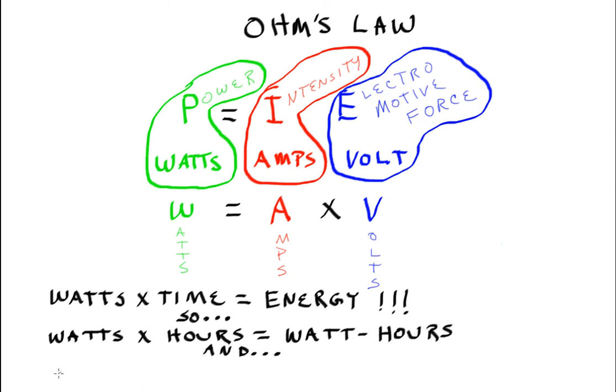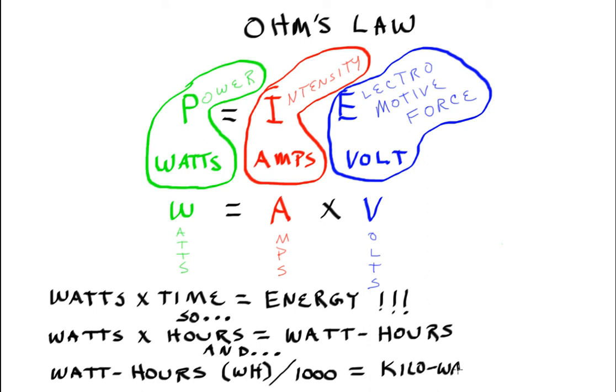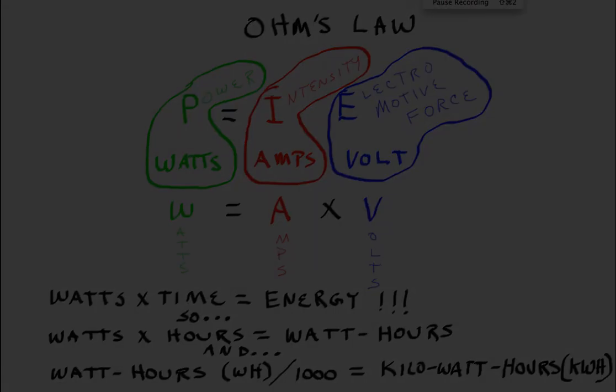And conveniently, this is how the electric company bills us to use electricity. They simply measure energy in chunks of 1,000 watt hours at a time, called a kilowatt hour, and we get charged for that. So in the final equation, take watt hours and divide by 1,000, or move the decimal point 3 places to the left, and you've got kilowatt hours.